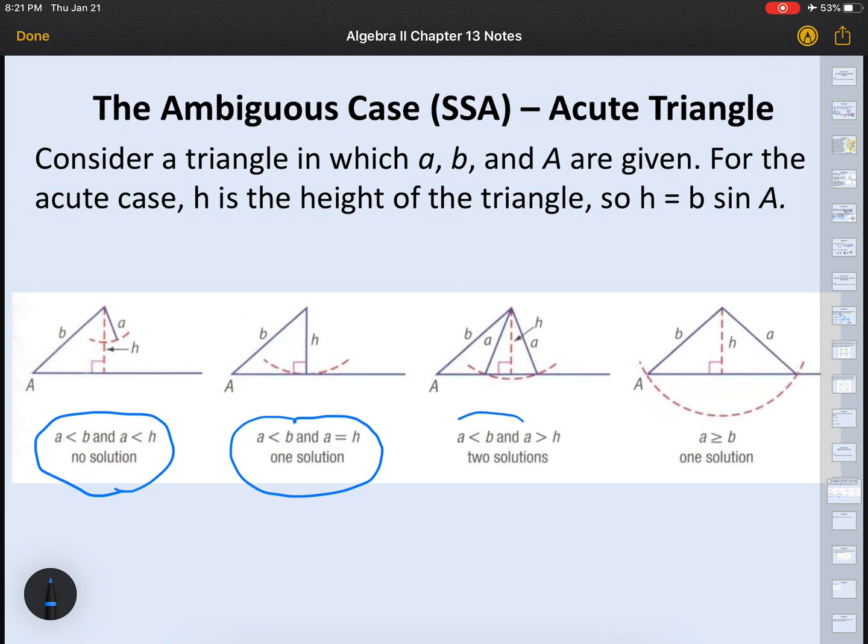If side length a is less than side length b, but side length a is greater than the height, there's two solutions to consider. And if a is greater than or equal to side length b, then there's exactly one solution.